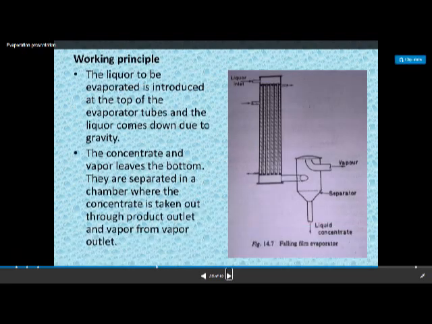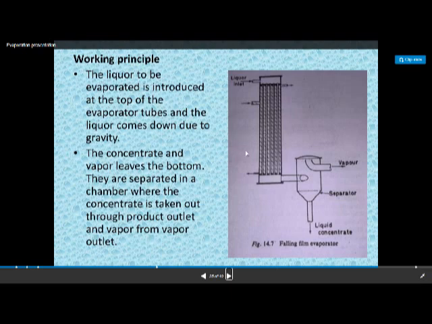Now, in the working of this evaporator, the liquor is introduced through the liquor inlet on the upper side, and the steam is introduced from the steam inlet, also towards the upper side. The liquid comes down. Due to the steam, the tubes are heated, and the liquid comes down through the tube because of the gravitational force.